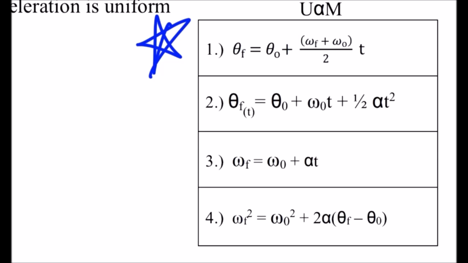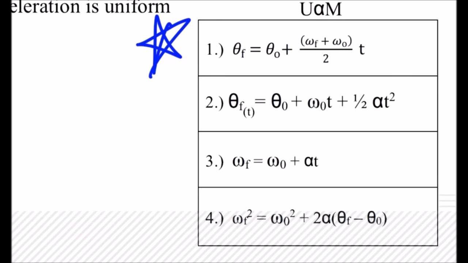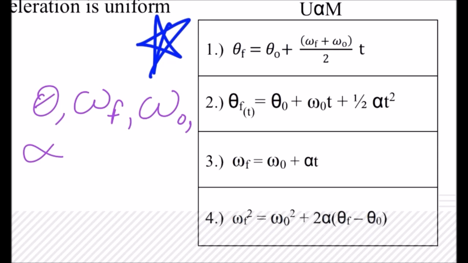Guys, you're in rotational. All of this is rotational, so you need to be using rotational variables, okay? Let's list those rotational variables so that I know that you know them. So you're going to have theta, that's your angular displacement. You're going to have omega final, that's your angular velocity final. You're going to have omega initial, that's your angular velocity initial. You're going to have alpha, that's your angular acceleration. And you're going to have time, that's your time.